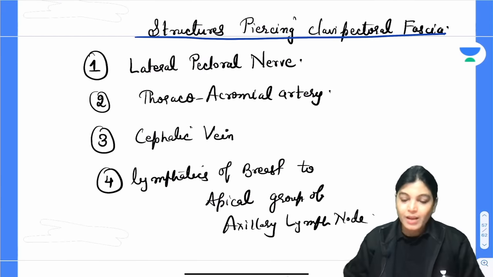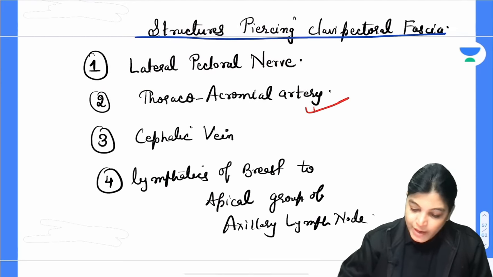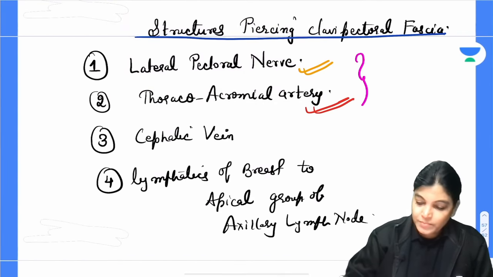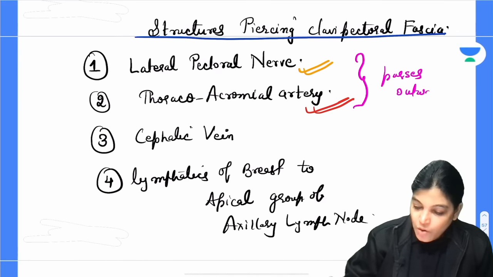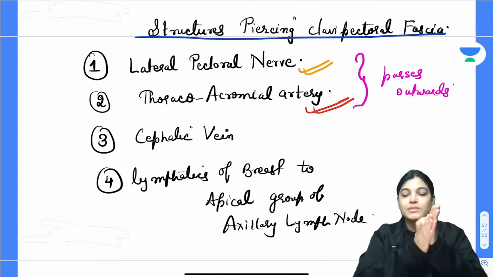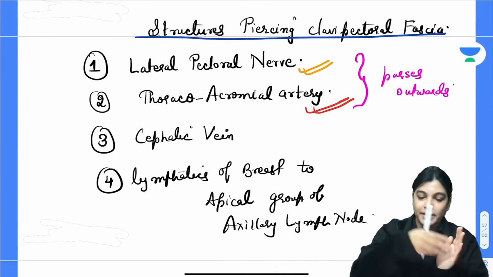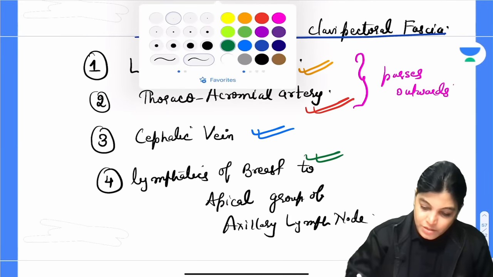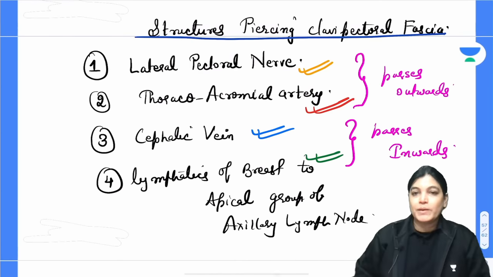Now, in this category, thoracoacromial artery and lateral pectoral nerve, these two structures, the nerve and artery, pass outwards. They pierce the clavipectoral fascia and come out. If this membranous structure has four gaps or penetrations, two structures are coming out and two structures are going inside. And the cephalic vein and the lymphatics pass inwards by piercing the clavipectoral fascia. So, this is also important.